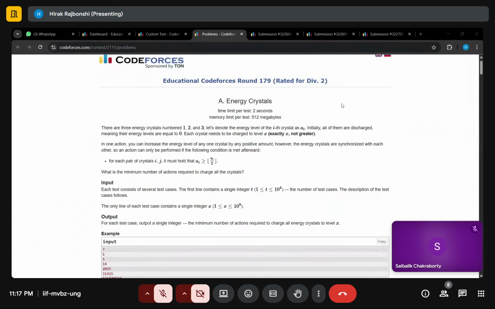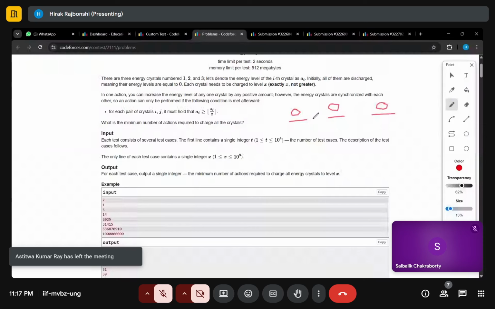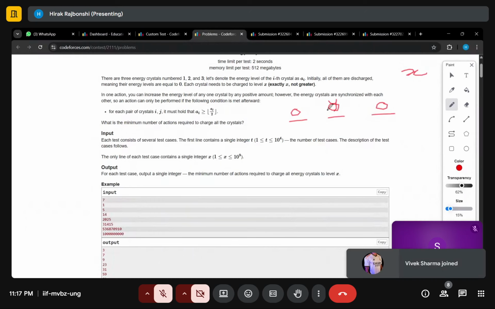In the first question, you are given three crystals, 1, 2, 3, and initially all have charge 0. Your task is to charge all three crystals to a number x. In one operation you can increase the charge of any crystal by any amount, let's say y, where y is greater than 0.